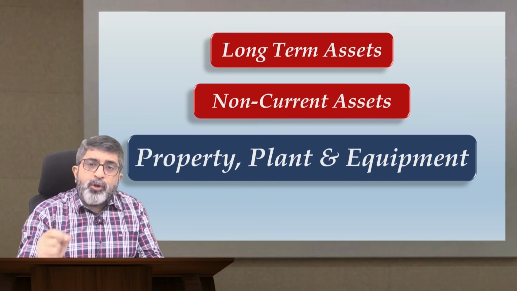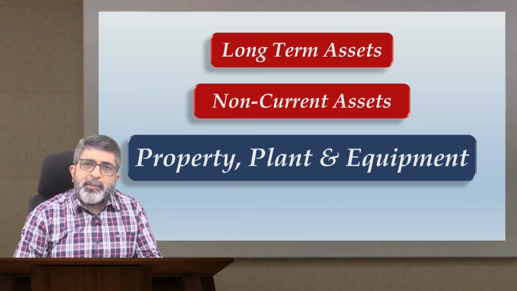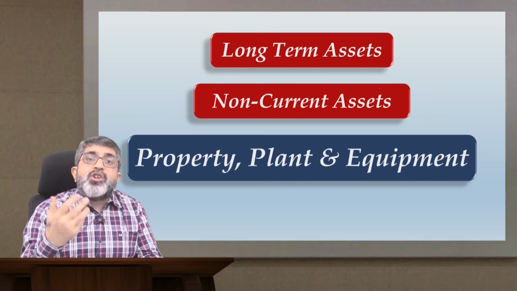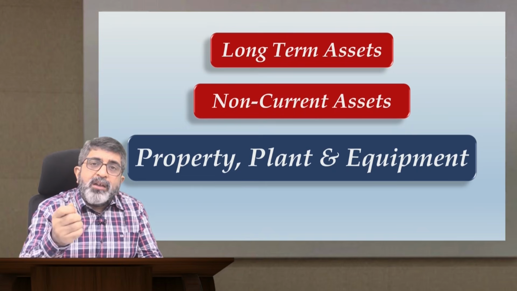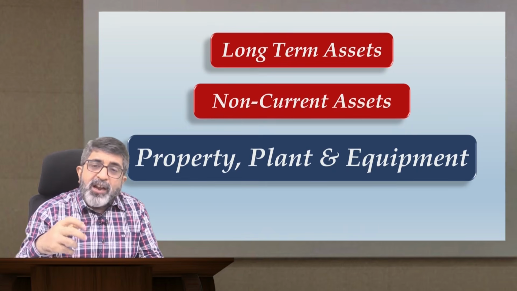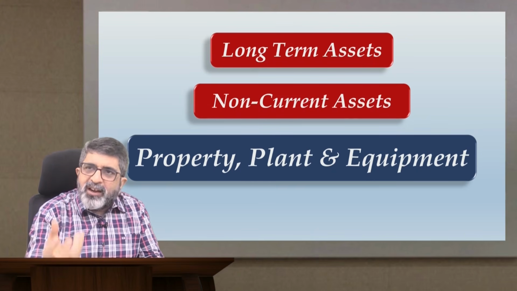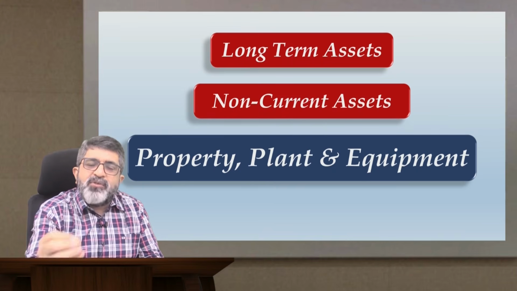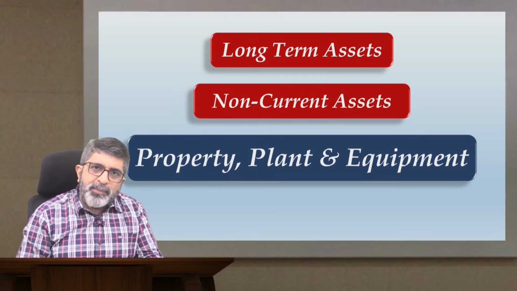If it is intended to be used for a period within 1 year, you cannot put it in the category of property, plant and equipment. Precisely, it will not be treated as a non-current asset itself. It will become a current asset if it is intended to be used within a period of 1 year. In that case, it is not a long-term asset. It is more of a consumable thing, what you are purchasing and consuming within 1 year. Then it will not come in the category of property, plant and equipment.